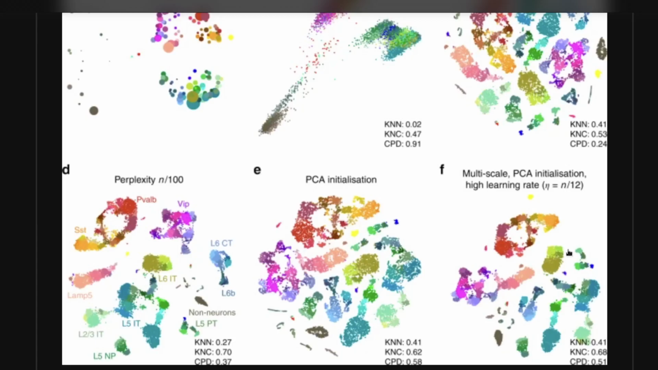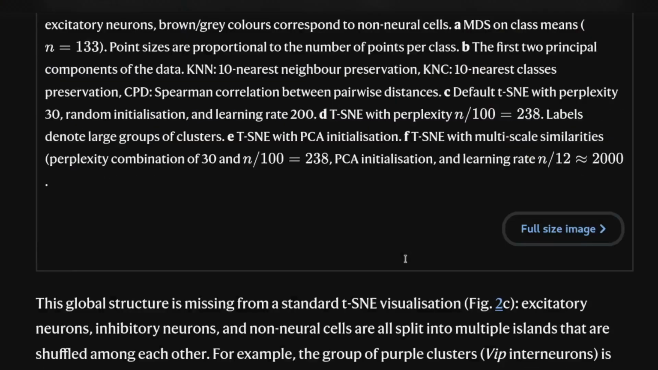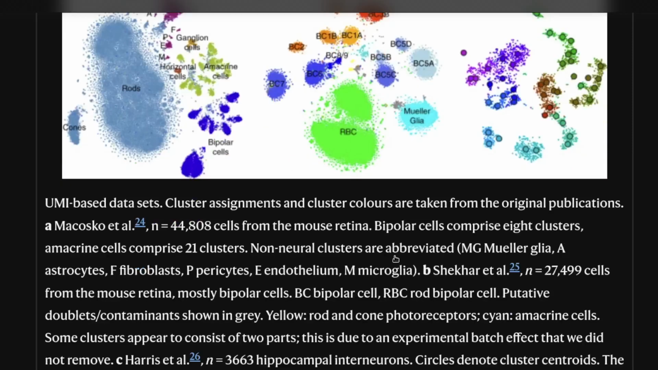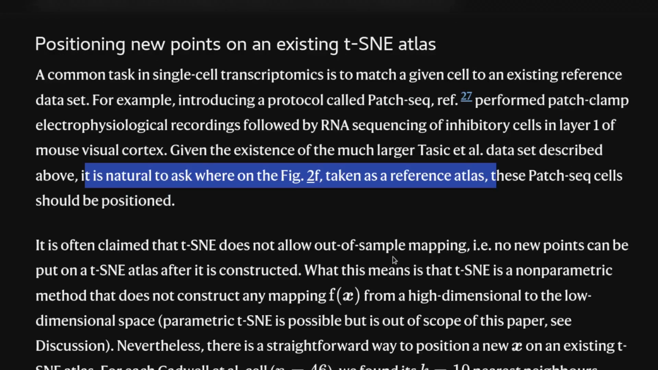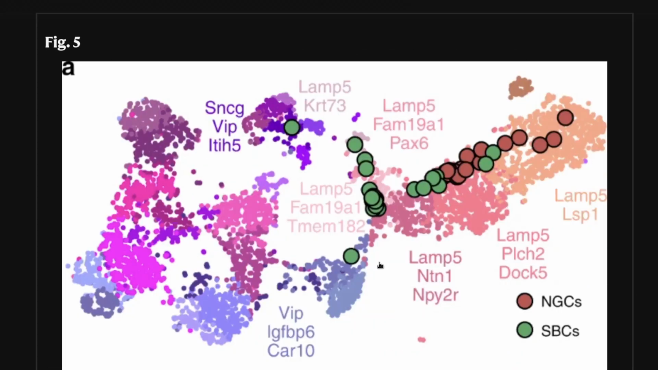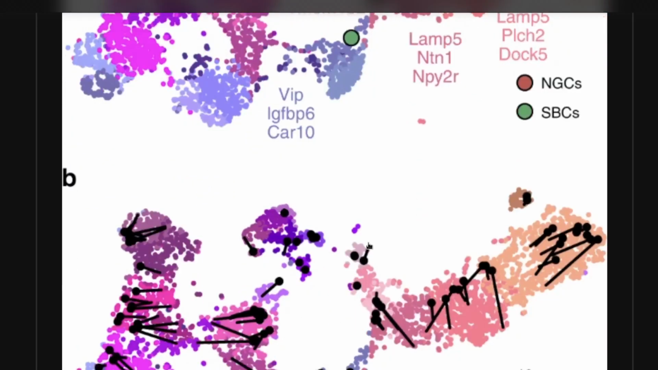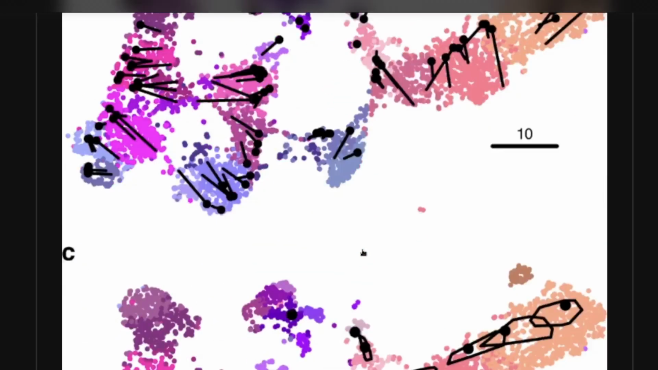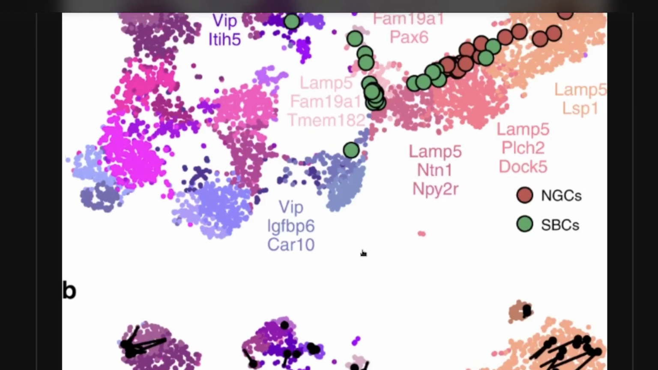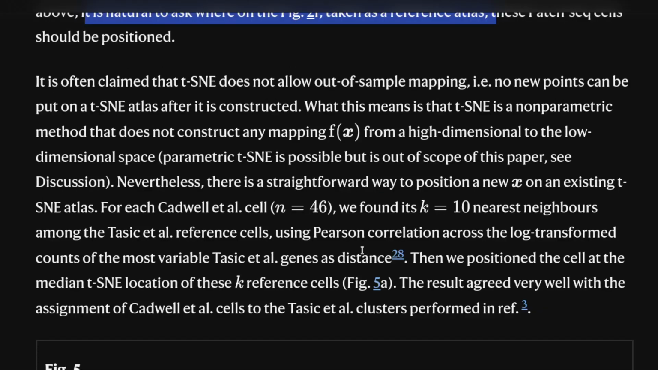For each Cadwell et al. cell, we found its nearest neighbors among the t-SNE reference cells using Pearson correlation across the log transformed counts of the most variable genes as distance 28. Then we positioned the cell at the median t-SNE location of these reference cells, figure 5a. The result agreed very well with the assignment of Cadwell et al. cells to the t-SNE clusters performed in Ref 3.